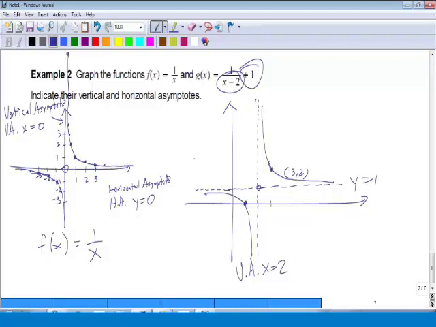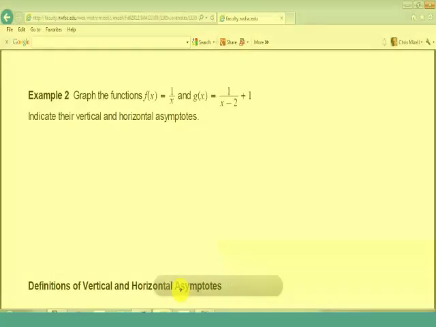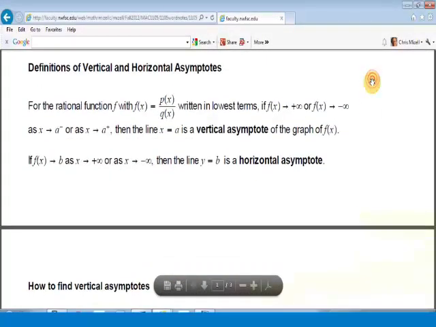Notice 2 is the bad value of x. It's the number that makes the denominator 0. While that's not quite enough to guarantee a vertical asymptote, it's a great place to start looking. So when we're looking for vertical asymptotes, we're looking for numbers that make the denominator 0. There's an important exception we want to be aware of, but that's the key place to start. So how do we find them?